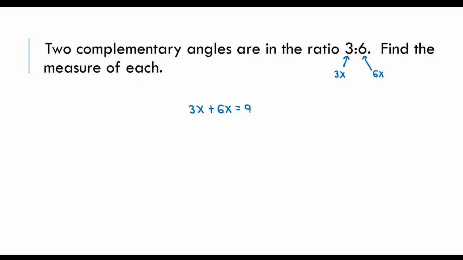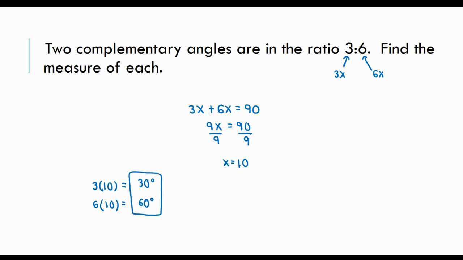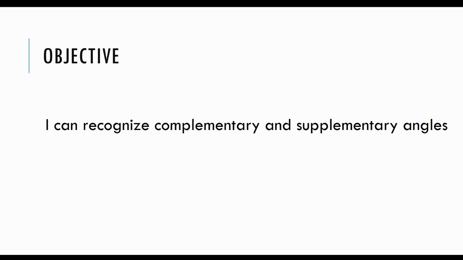3x plus 6x has to equal 90. Combine my like terms, we'll get 9x equals 90. We'll divide by 9, and we get a value of x to be 10. So to find the measure of each angle, I know that 3 times 10 is going to get me one angle, and 6 times 10 is going to get me the other. So it looks like we have a 30-degree angle as well as a 60-degree angle. So that's us recognizing complementary and supplementary angles.